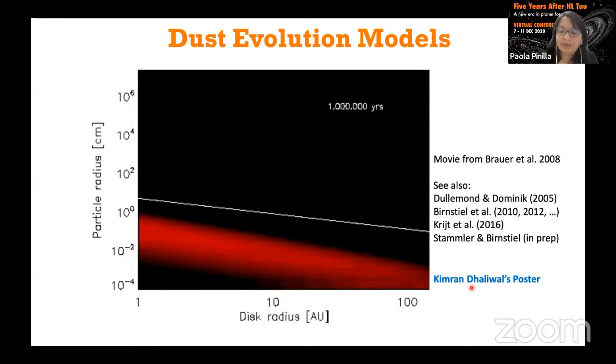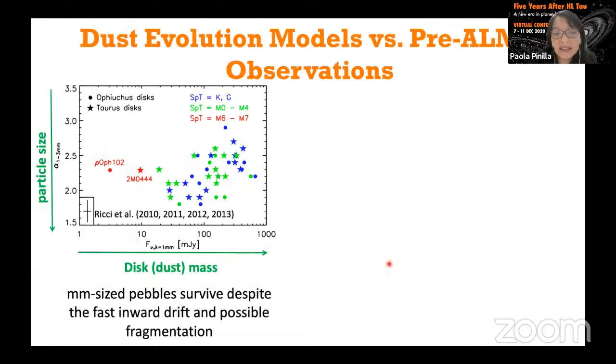Okay, so what happened when we compare the results of these models with pre-ALMA data? One of the observational diagnostics that we were using, and we still use, is the spectral index, which is basically the slope of the SED at millimeter wavelength. And this spectral index, when the emission is optically thin, tells us something about the grain size. When the value is lower than 3, we can conclude that millimeter grains have grown in these disks.